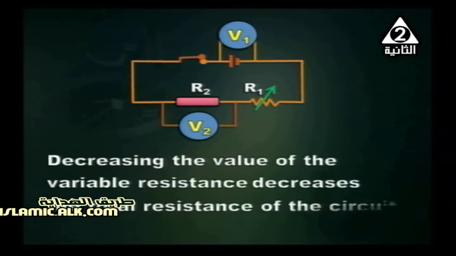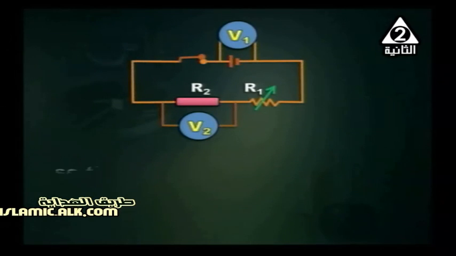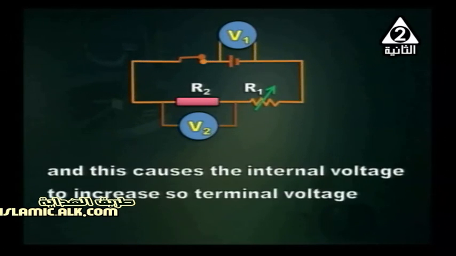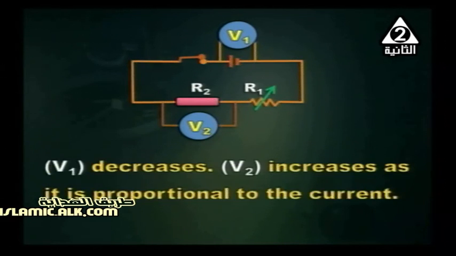Once again, decreasing the value of the variable resistance decreases the total resistance of the circuit. When R1 is decreased, R total is decreased. And current passing through the battery increases. And this causes the internal voltage to increase. And when internal voltage increases, terminal voltage decreases. V2 increases because it is simply proportional to the current.